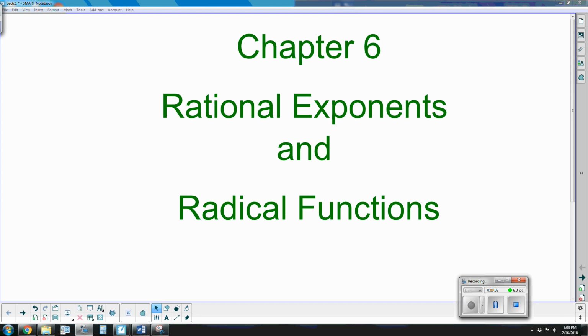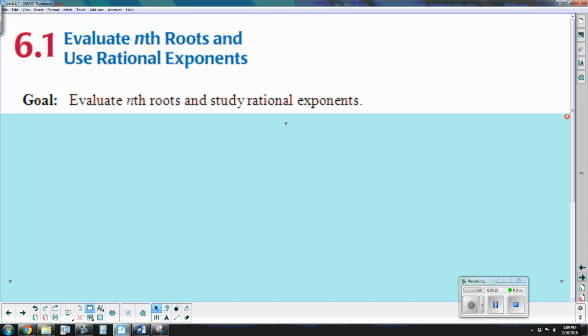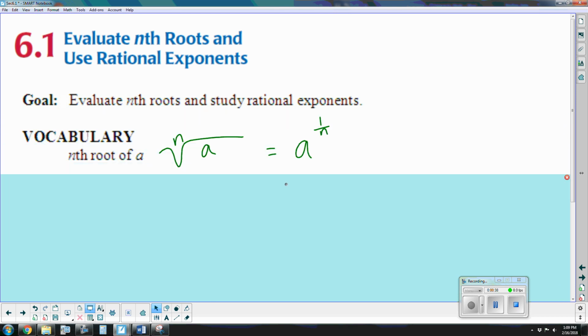Hi ladies, this is chapter 6 and this is the first lesson in chapter 6, and in this chapter we're exploring rational exponents and radical functions. So we're going to go beyond just the polynomial functions we've looked at, and we're going to see some similarities between these two types, polynomial and any rational exponent functions and radical functions. But to start, we're going to look at nth roots and using rational exponents. So in this lesson, we're evaluating nth roots, and we're looking at the rational exponents of a function.